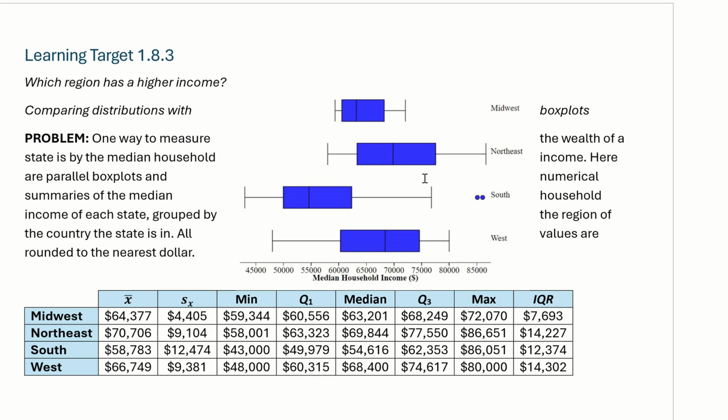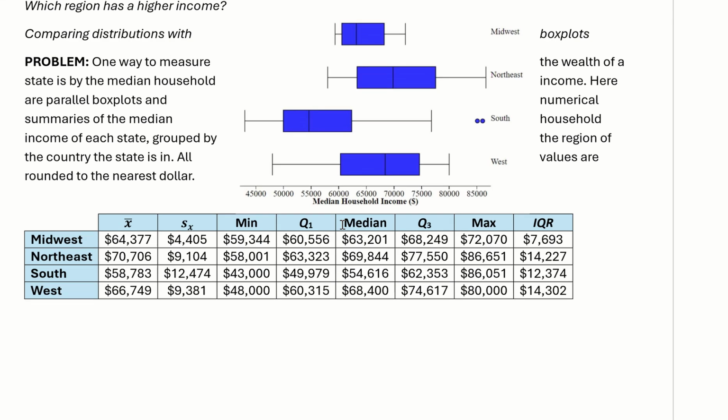All right, so here we go. We got the last question here, which is 1.8.3, and this is comparing the box plots. One way to measure the wealth of a state is by the median household income. Here are parallel box plots and numerical summaries of the median household income of each state. It's grouped by the region of the country that the state is in. All the values are rounded to the nearest dollar.